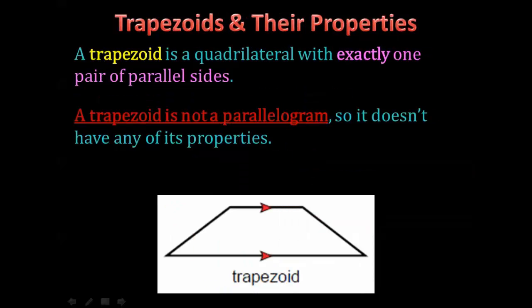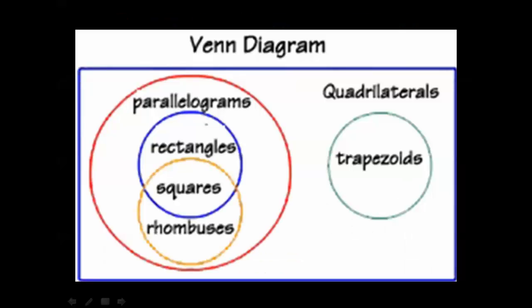A trapezoid is a quadrilateral with exactly one pair of parallel sides. It is not a parallelogram, so it doesn't have any of its properties. And here's a Venn diagram showing the relationship of all these quadrilaterals. The blue box represents quadrilaterals. The red circle represents parallelograms. And notice inside parallelograms is a blue circle and a yellow circle that overlap. The rectangles are the blue circle.